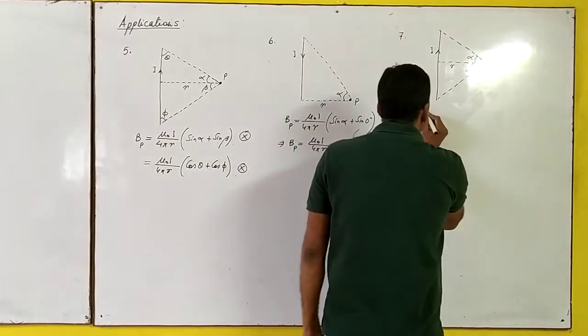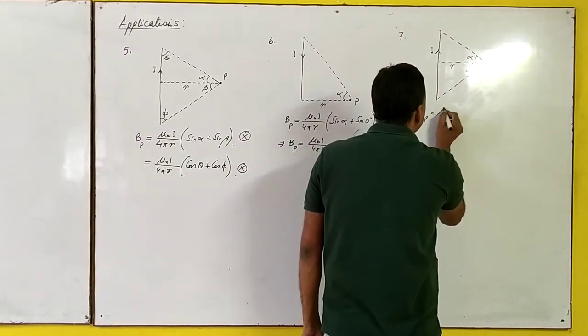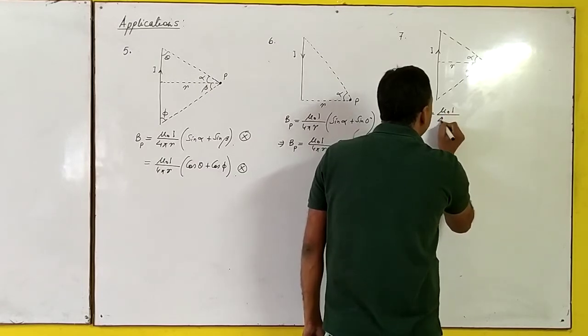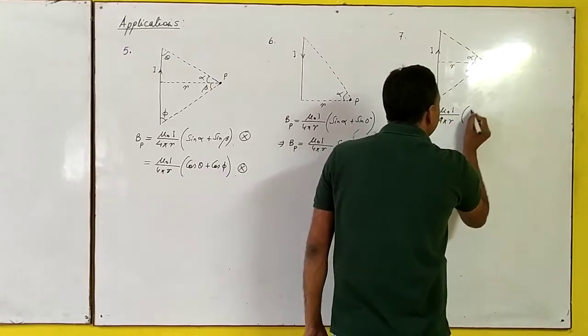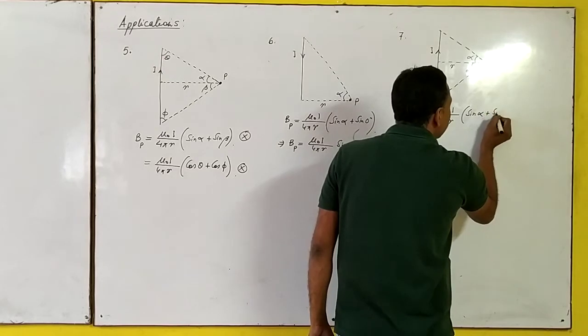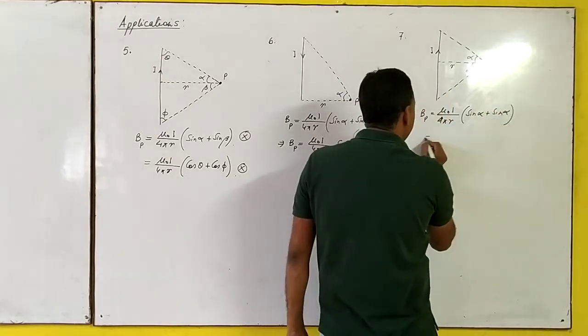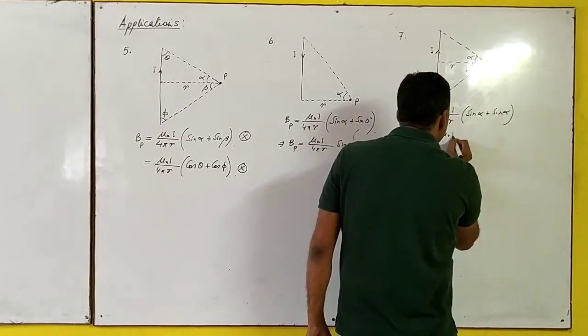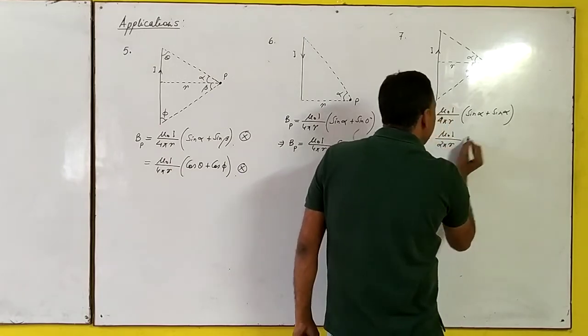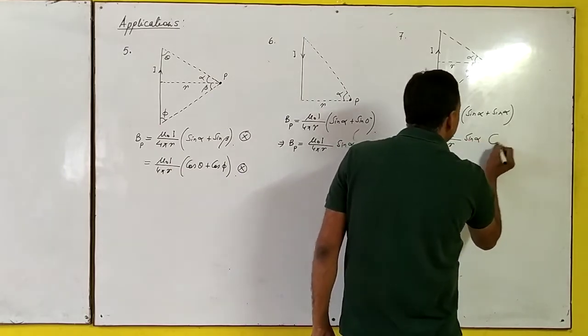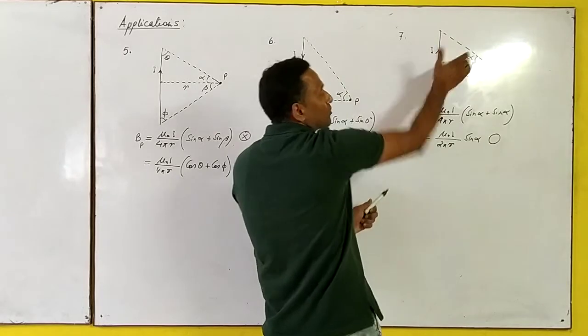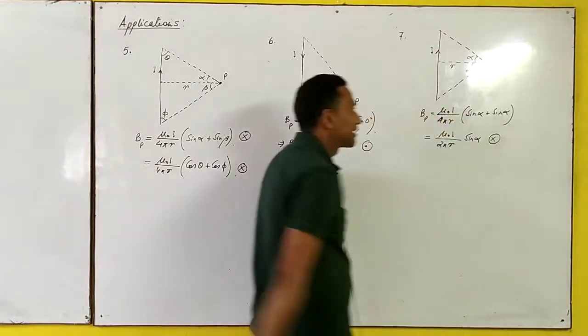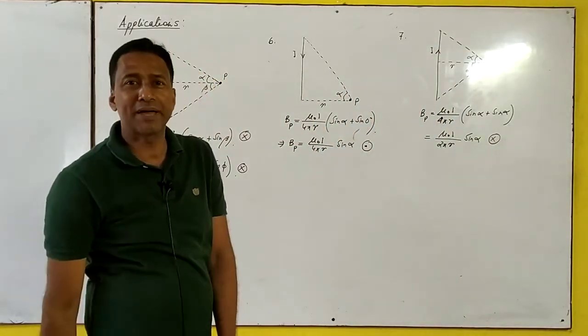Then what will I write? Very simple. BP is equal to mu naught I divided by 4 pi r, and sine alpha plus sine alpha. So it will become twice sine alpha. So the 2 will cancel, and mu naught I divided by 2 pi r and sine alpha will be left. And the direction is cross, going in. So this is how you will find out the magnetic field.